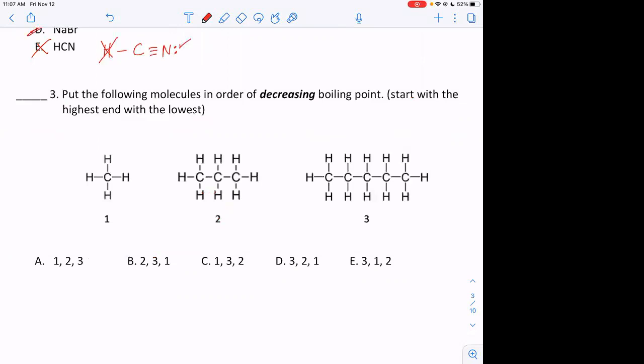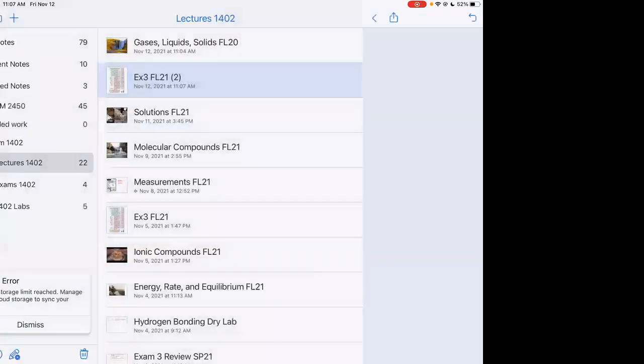Number 3, put the following molecules in order of decreasing boiling point. So start with the highest and end with the lowest. All these molecules are nonpolar. So what kind of intermolecular forces would they have? London dispersion. Yep. And what did we say about London dispersion forces?